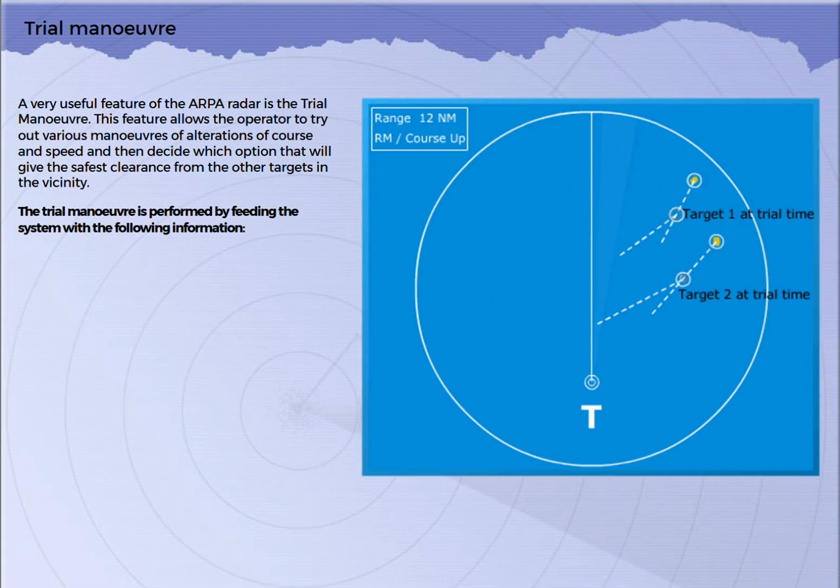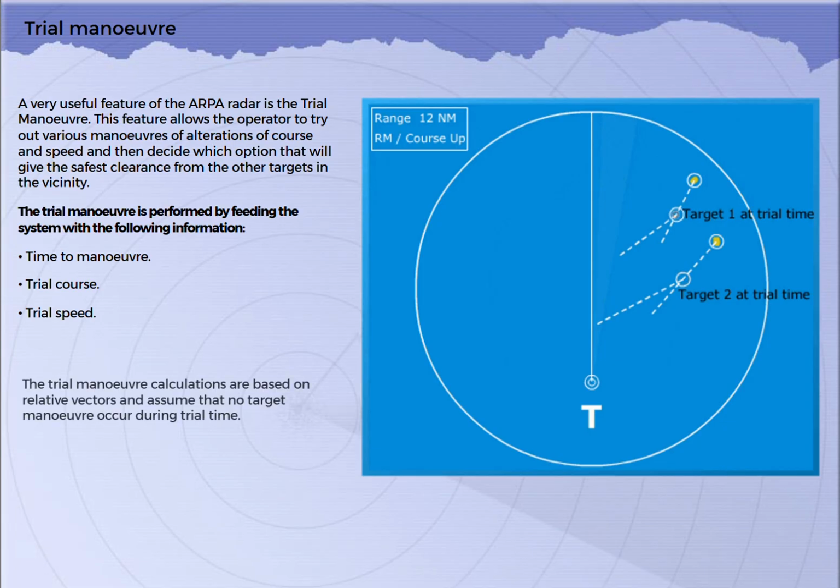The trial maneuver is performed by feeding the system with the following information: time to maneuver, the predicted time until you plan to execute the maneuver; trial course, the course you plan to execute; trial speed, the speed you plan to execute. The trial maneuver calculations are based on relative vectors and assume that no target maneuver occurred during trial time.